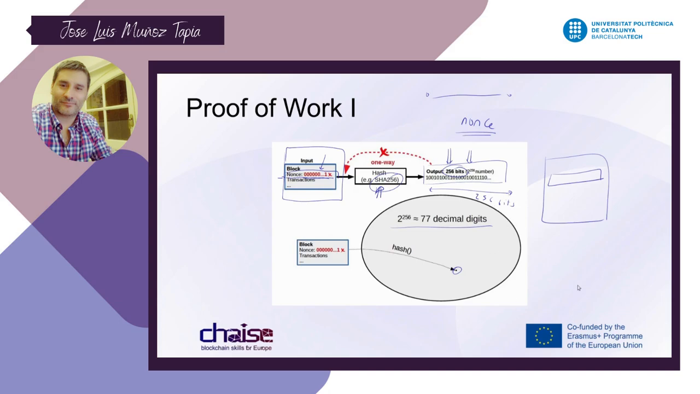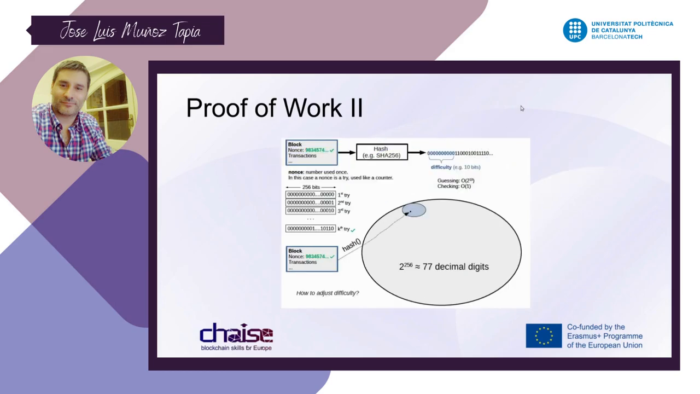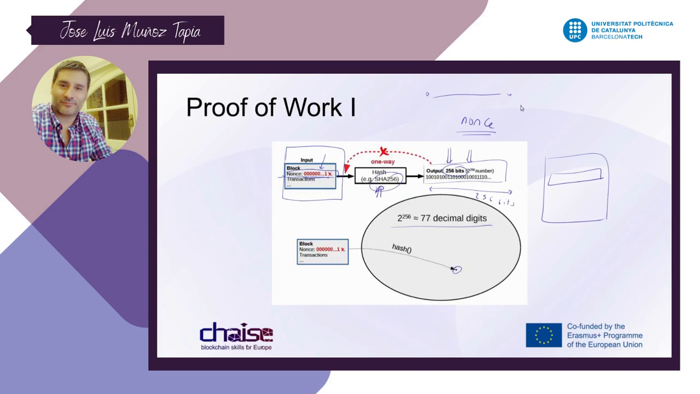So the idea of proof of work is, well, let's make it easier. Let's say, for example, that I say: give me some nonce such that when you hash it with your block proposal, the first bit of the output is a zero. This is much easier, just the first bit. So with one nonce, the probability that the first bit is zero is 50%.